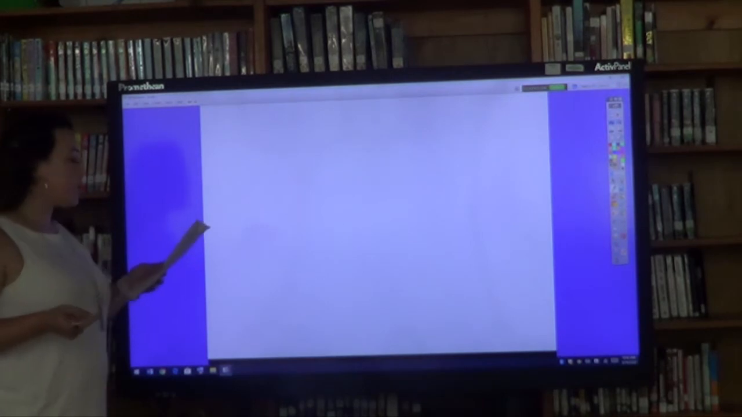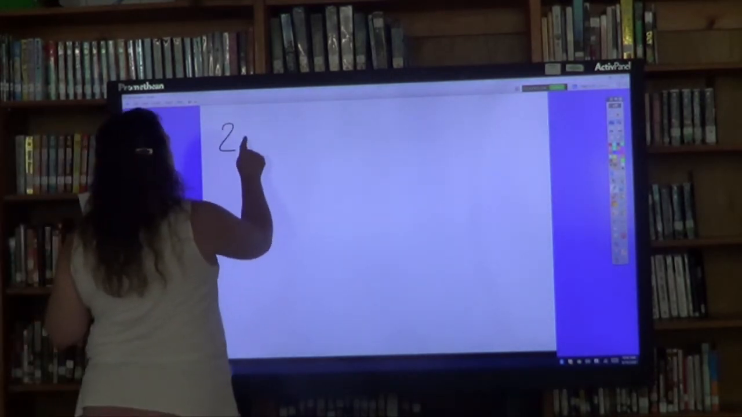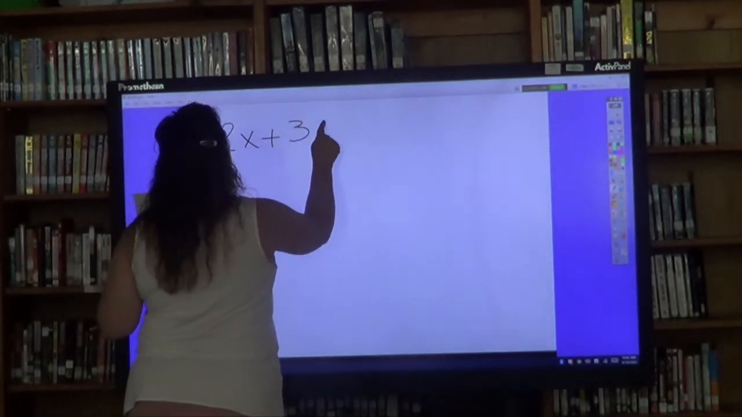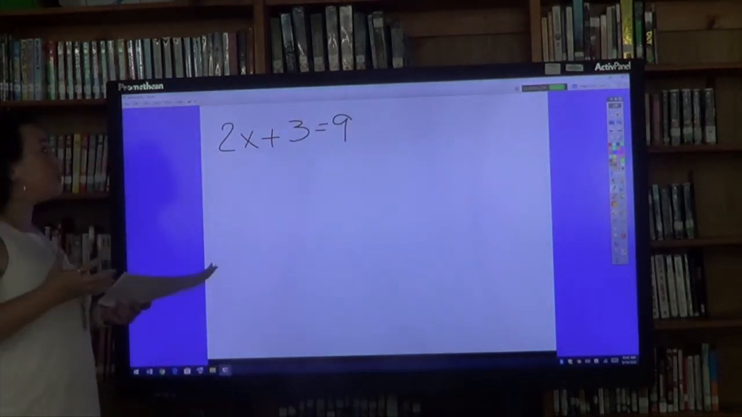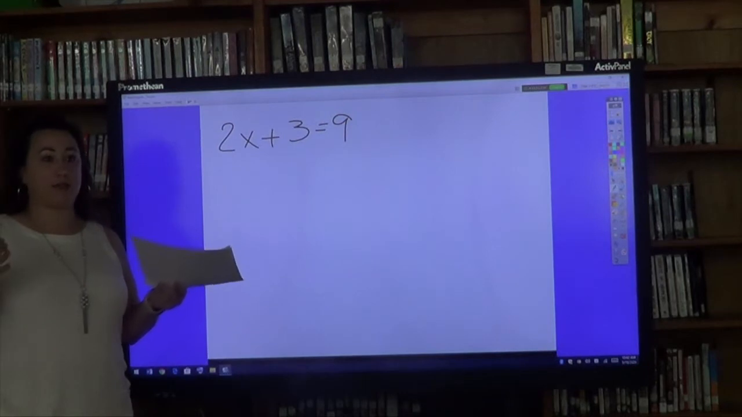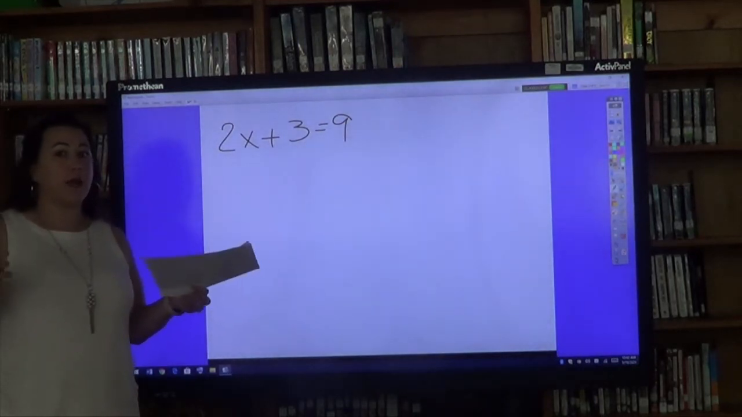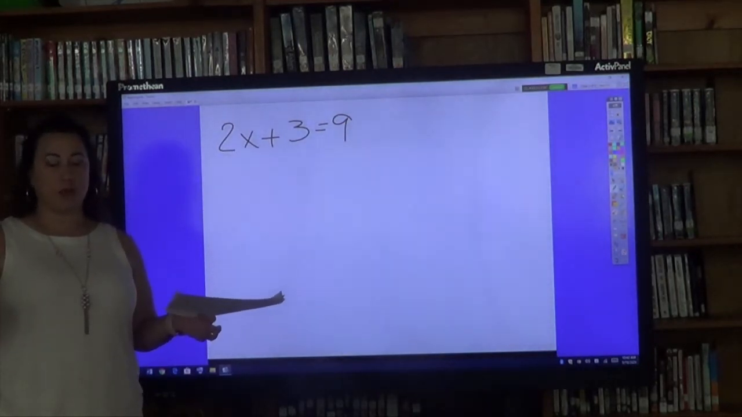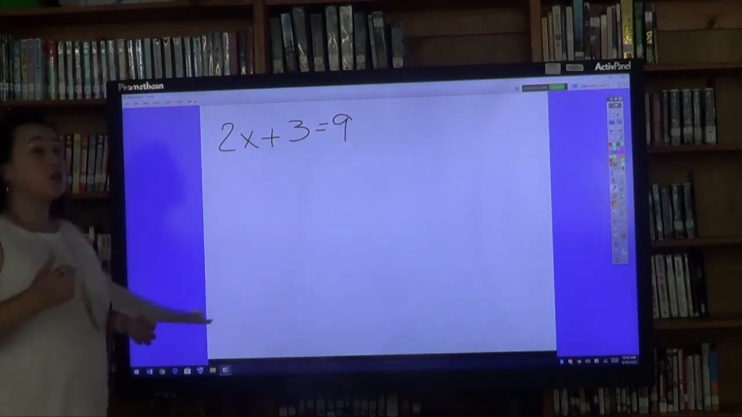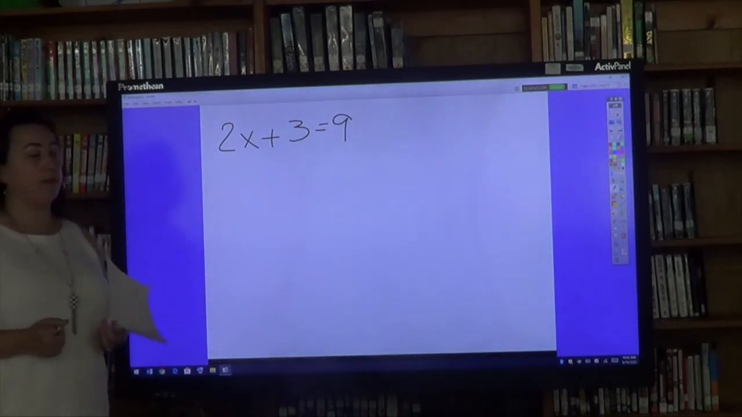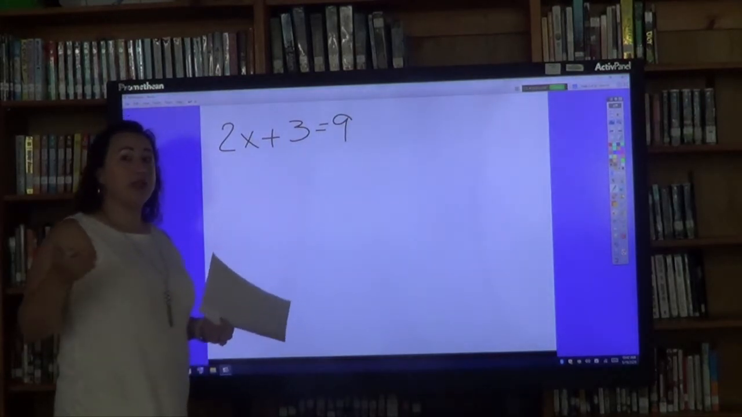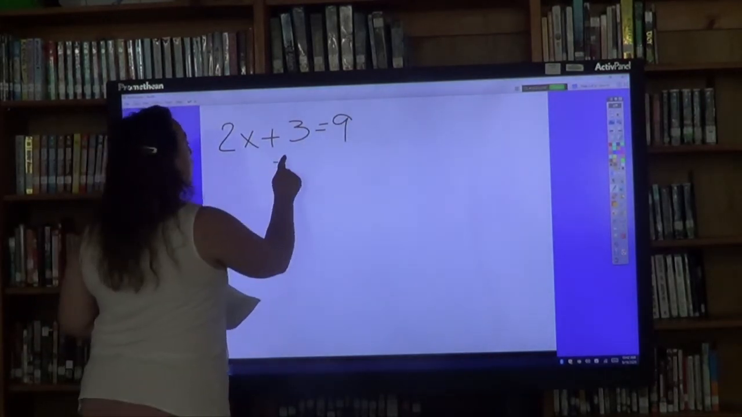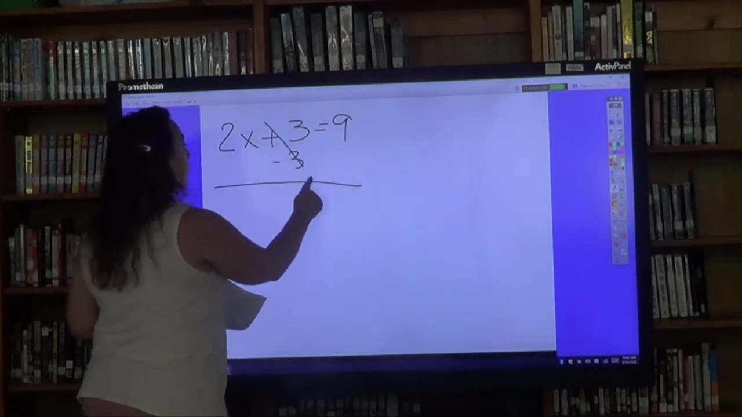So if you have a two-step equation such as 2x plus 3 equals 9, the first thing you have to do is you need to isolate your x. Well, how do you isolate your x? In this time of COVID, we all know what isolation means. You got to get your x by itself. So, get rid of your constant. Here, our constant is a positive 3. You have to do the inverse of that. So, you're going to subtract the 3.